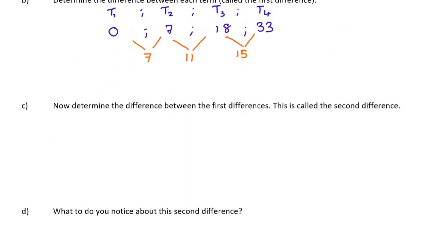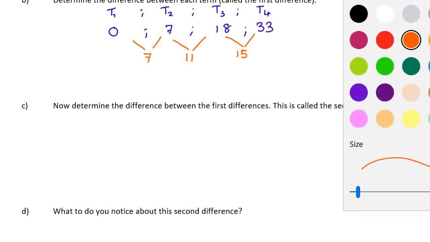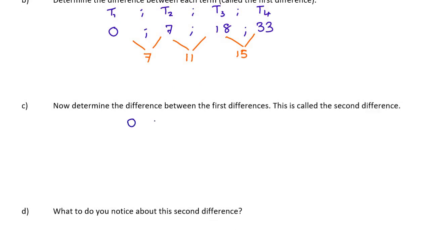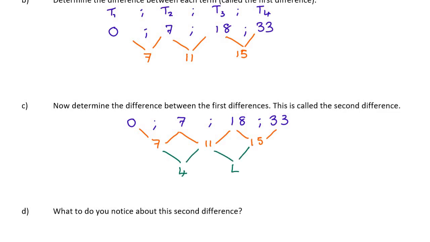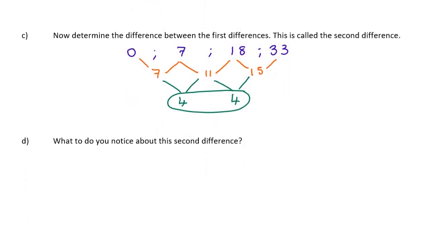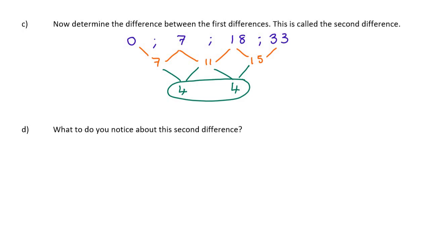Now question C says, can we work out the differences between our first differences? So far we've got our sequence, which is 0, 7, 18, 33, and we worked out our first differences, which was 7, 11, and 15. And now it says, can you work out the second difference, which is a difference of the differences? So 11 minus 7 is 4, 15 minus 11 is 4, and what do you notice? If a sequence is quadratic, what do we note about the second difference? The second difference is constant.